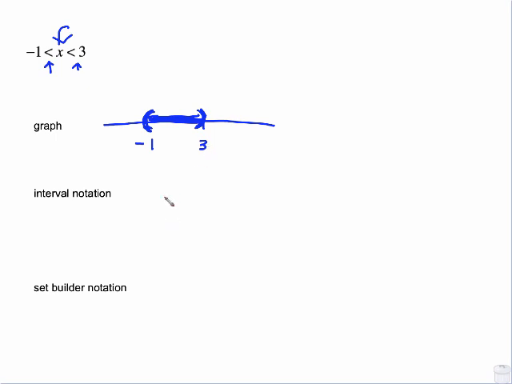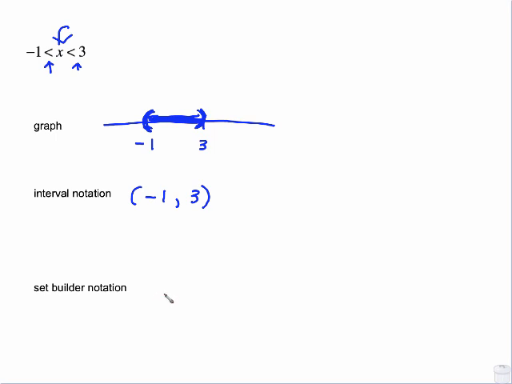Now the interval notation comes directly from your graph. It's almost as if we could just pull the line away and only have these numbers left. And these numbers, it begins at -1 and it goes through 3. Now what the curved parenthesis is saying is that -1 and 3 themselves are not part of this solution. Every number between -1 and 3 is, but not -1 and not 3.